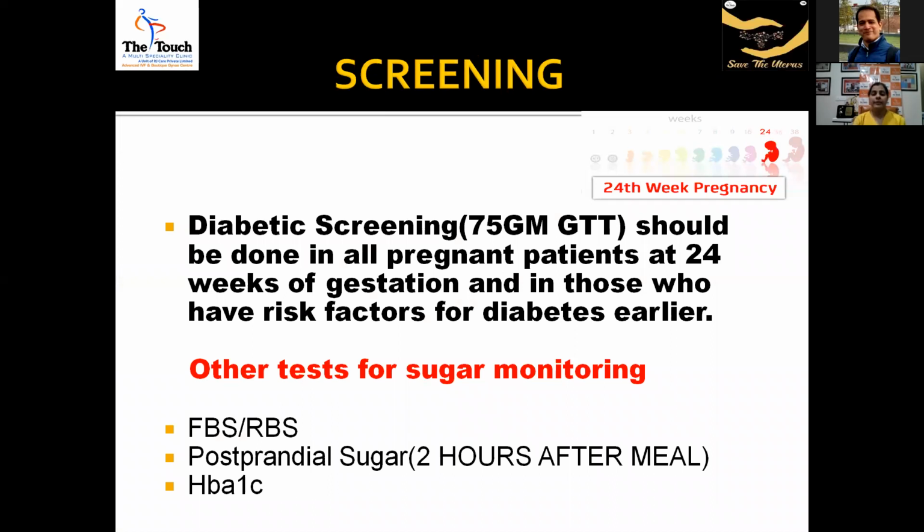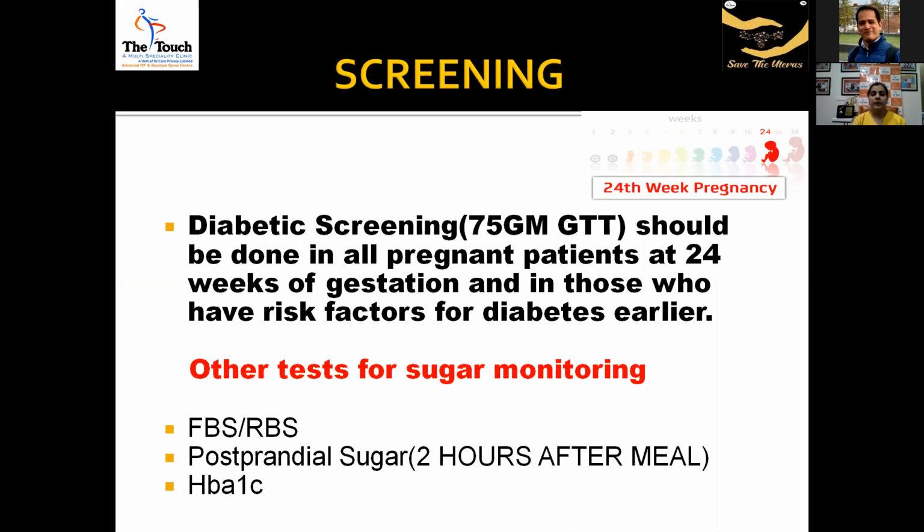So how should the diabetic screening be done? If you are absolutely healthy and you do not have any of the previous risk factors which I mentioned, then 75-gram glucose tolerance test should be done around 22 to 24 weeks of pregnancy.